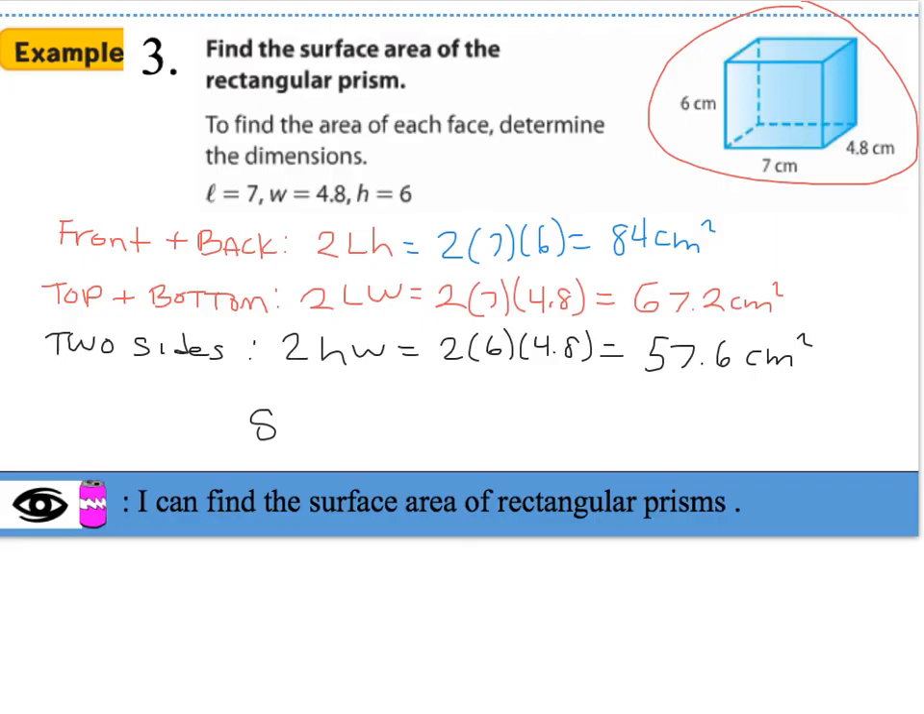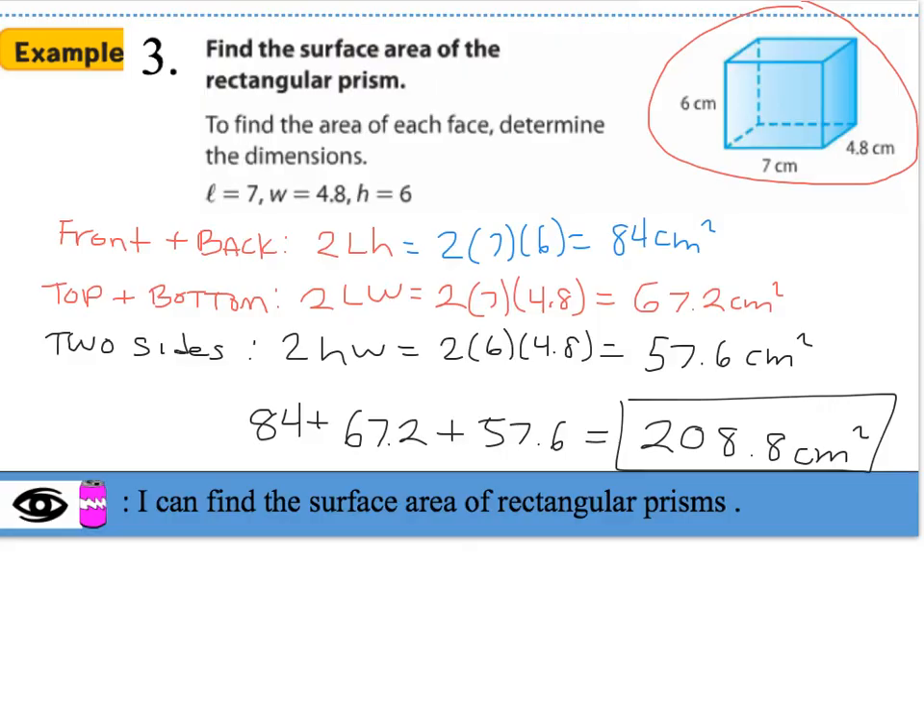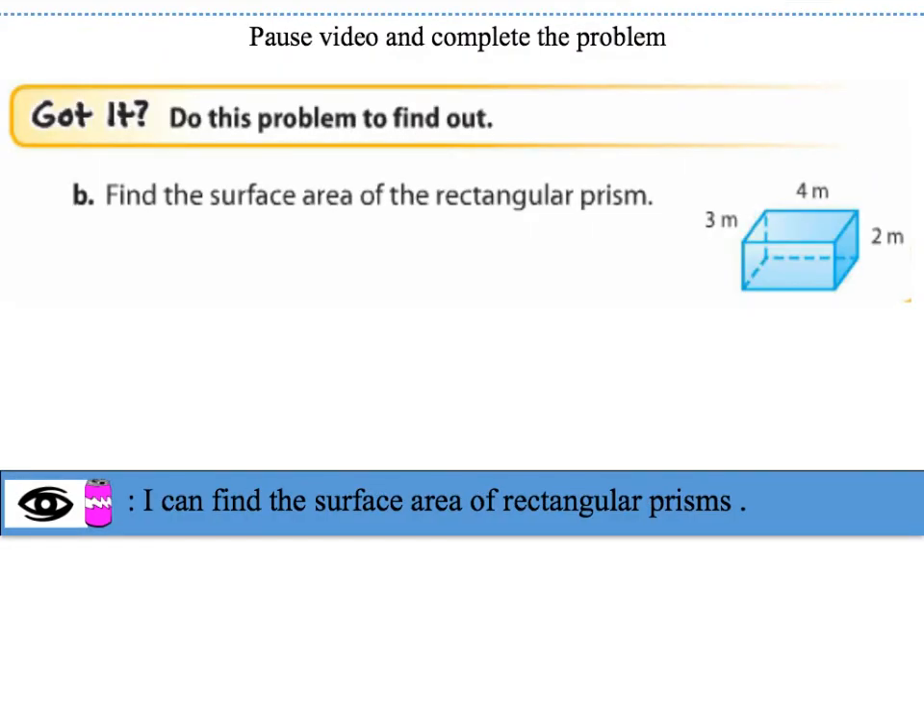So let's take 84 centimeters squared plus 67 2/10 centimeters squared plus 57 6/10 centimeters squared to add them up. And make sure when you add these up, you line them up and you stack the decimals on top of each other. So after adding them up, I should get 208 8/10 centimeters squared. And that would be the surface area all around of my rectangular prism. So pause the video, complete the guided problem, and we'll discuss this answer in class tomorrow.